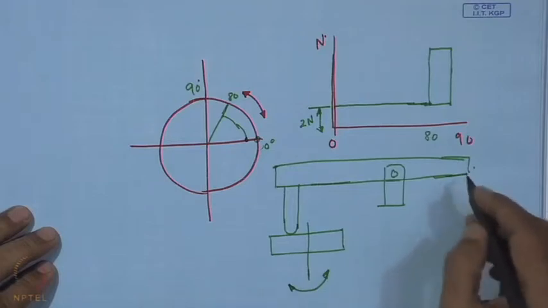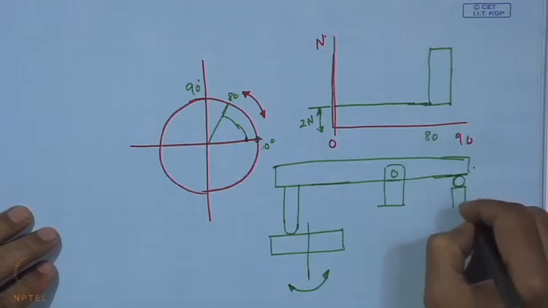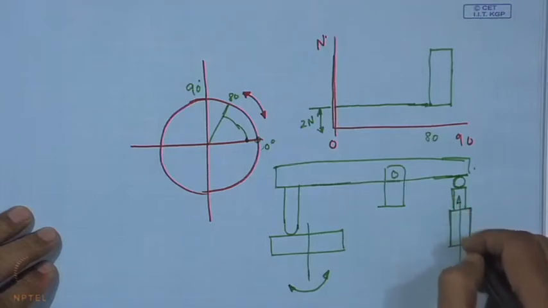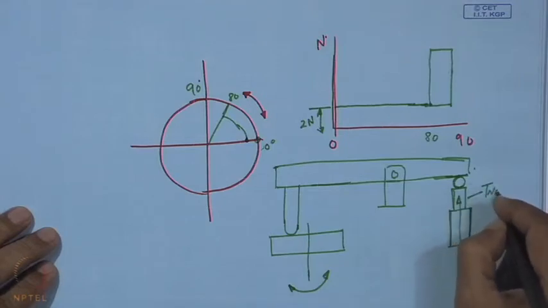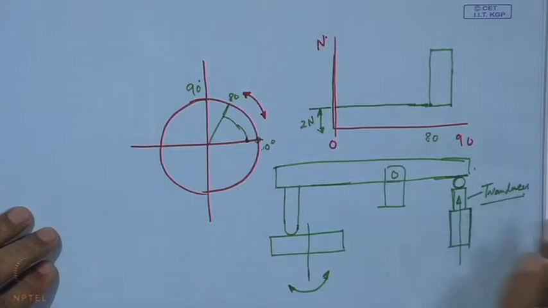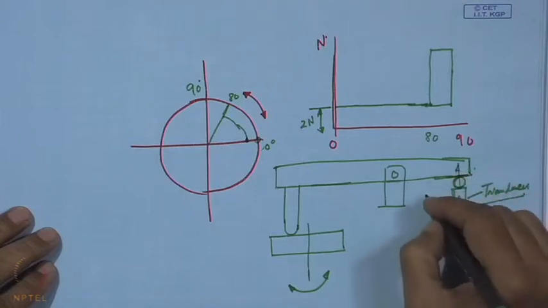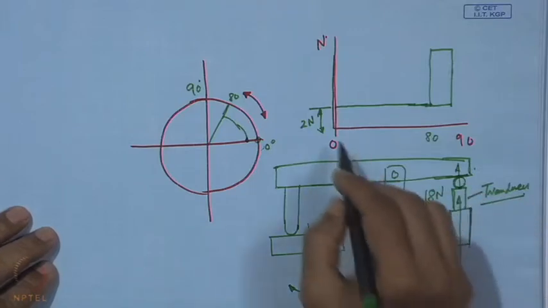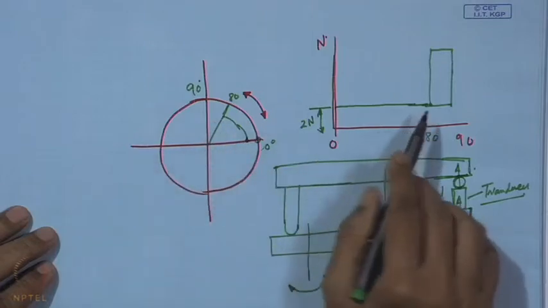So, here what happens? Here we have a point support with a ball, and just below that we have one electromagnetic device, which will be energized in this direction, and which will force this transducer to apply extra 18 Newton. So, this 18 Newton comes from this side, it is an additional load, and this load is applied when this oscillation is just up to 80 degree.